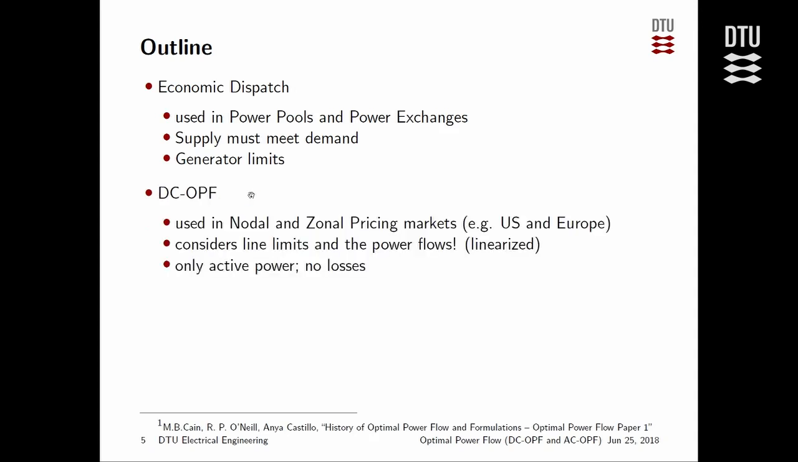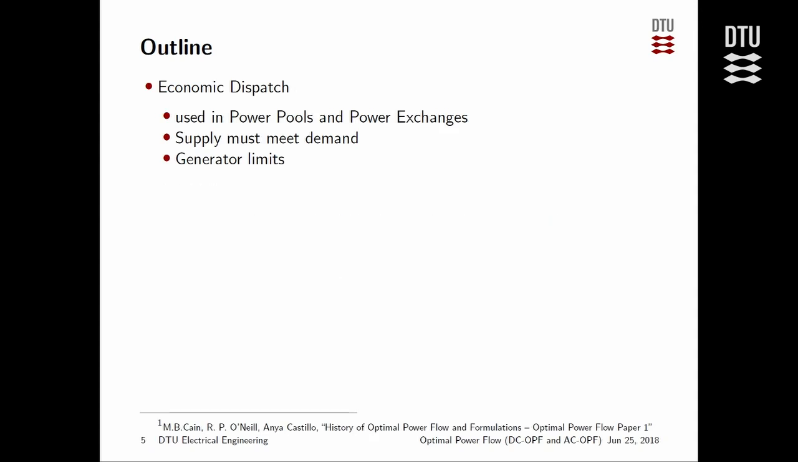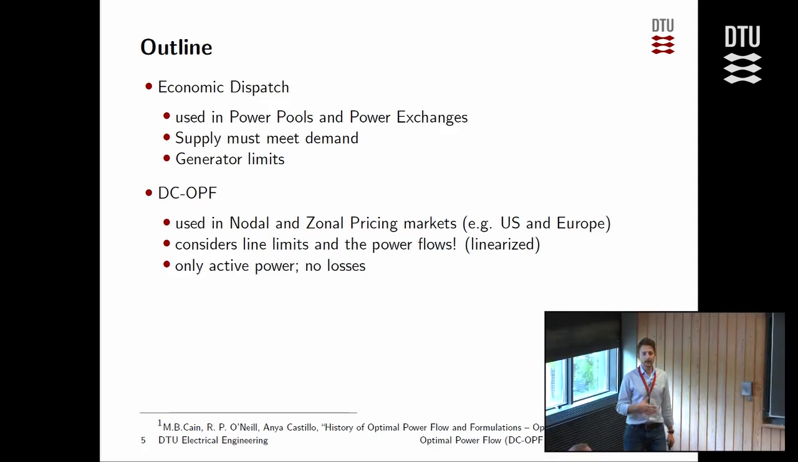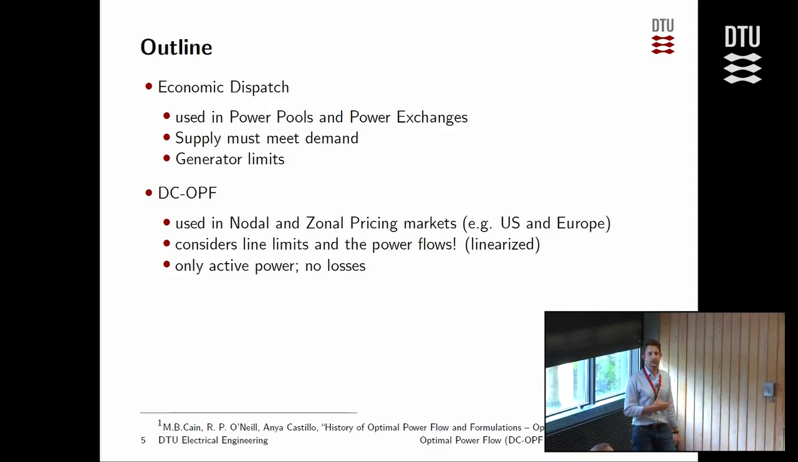Yeah, about what economic dispatch is. This is usually used in power exchanges. You might have heard of that, or power pools. As Juan said, the only constraint is that supply must meet demand and the generation limits. Then we have the DC-OPF, which is used in nodal and zonal markets. Nodal, most of it is in the US. Zonal is what we have in Europe.